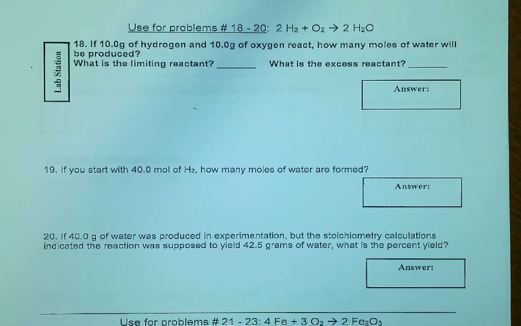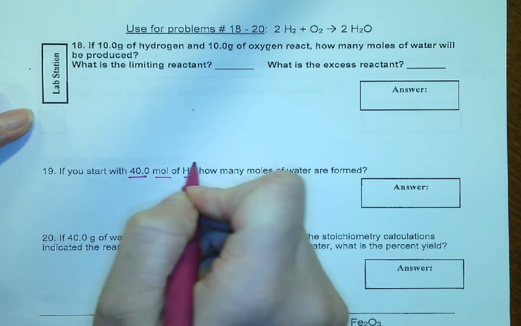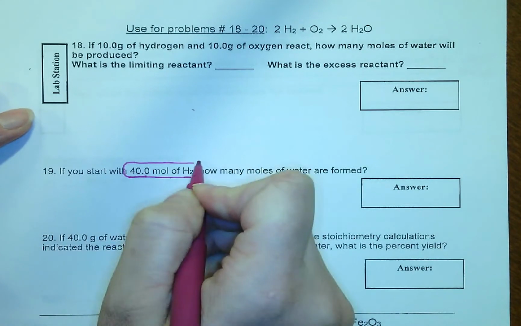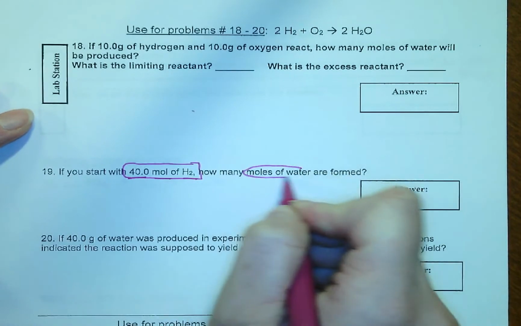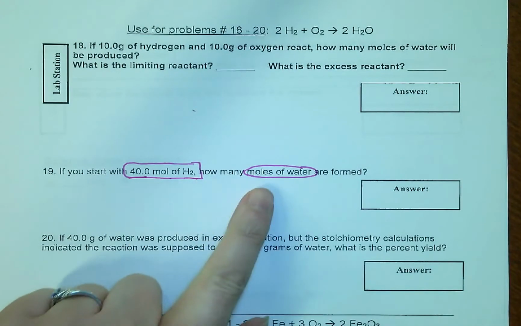Please box in your givens and circle your unknowns. I feel like I'm talking to a wall sometimes. No one's listening. Number, unit, compound. Box that in, and it's asking you how many moles of water are formed. This is where I am. This is where I'm going.